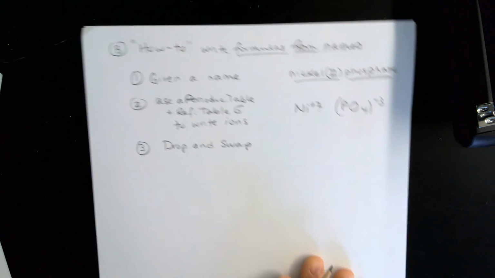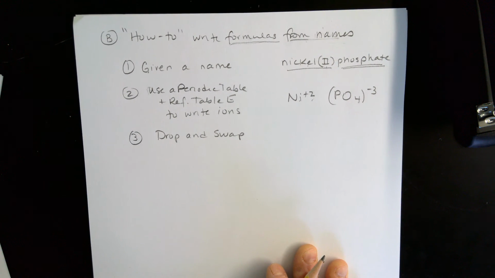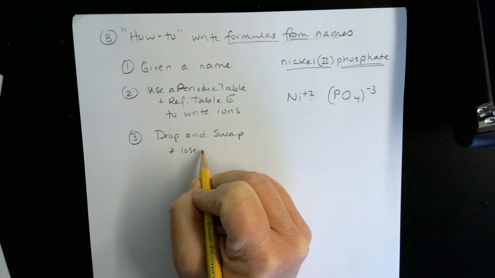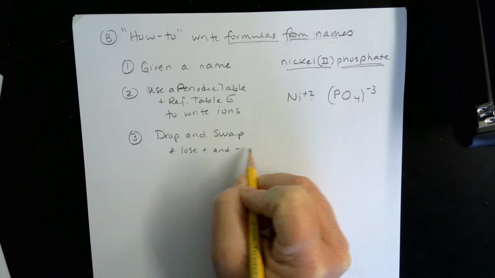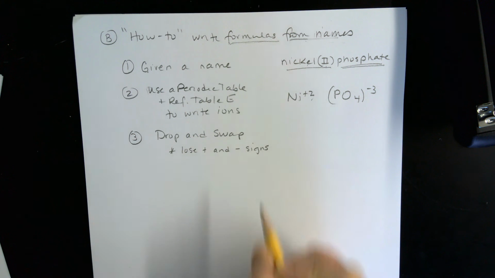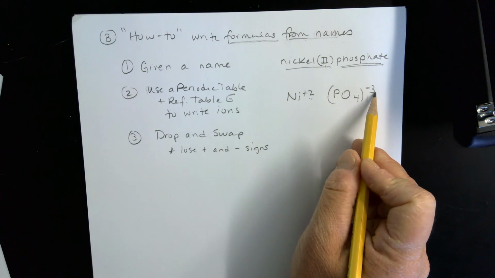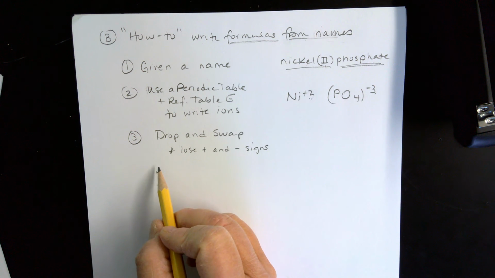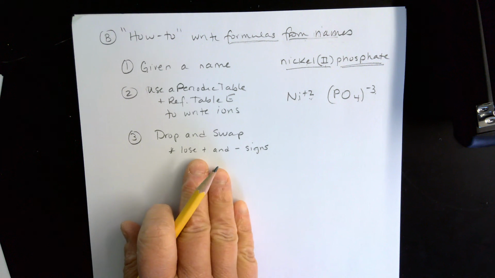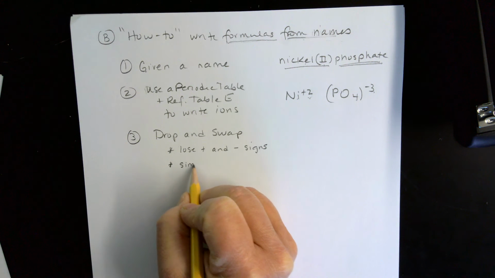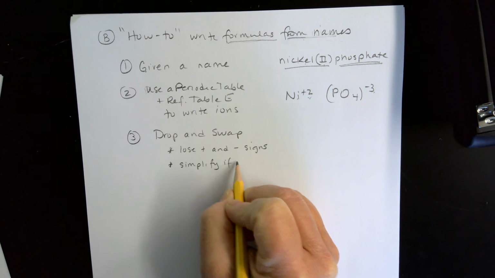And that sounds really simple, but there's a couple things you have to remember as you're doing this. First of all, you lose the positive and the negative signs. When you are writing subscripts, they are never positive, they are never negative. They're always just the number, because it's a count. When you write them as subscripts, they're counting how many. When you write these numbers as superscripts, it's a charge, so you have to put a plus or a negative sign in front of it. So when you drop, you lose the positive and negative signs. Another thing you have to remember is to simplify, if necessary.